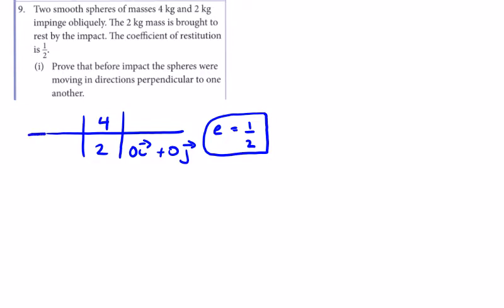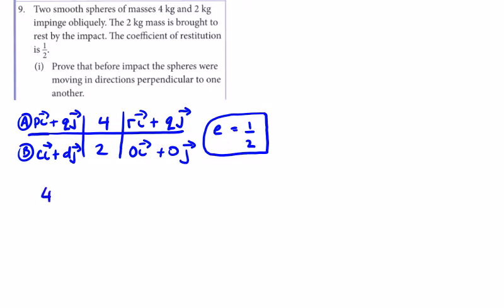So we don't have sphere A, let's call it, or sphere 4. We'll call this Pi plus Qj, and P and Q are in the i direction, and the j is not going to change, Qj. And this one we'll call Ci plus D in the j direction, and we'll see where we go from here. We're asked to prove that they were moving in directions perpendicular to one another.